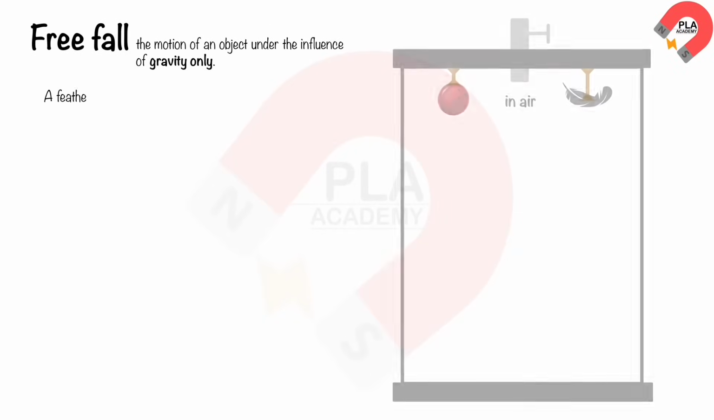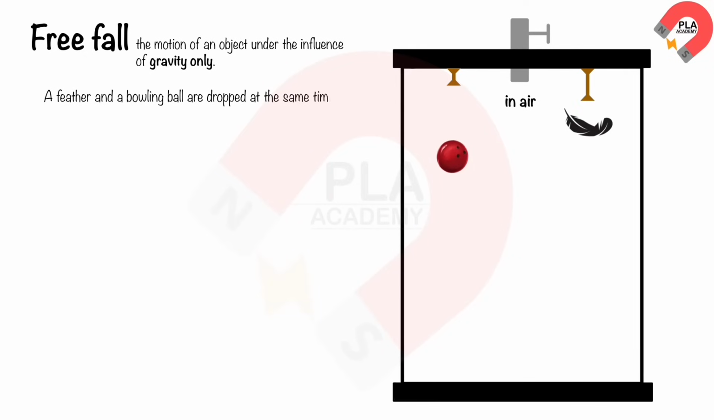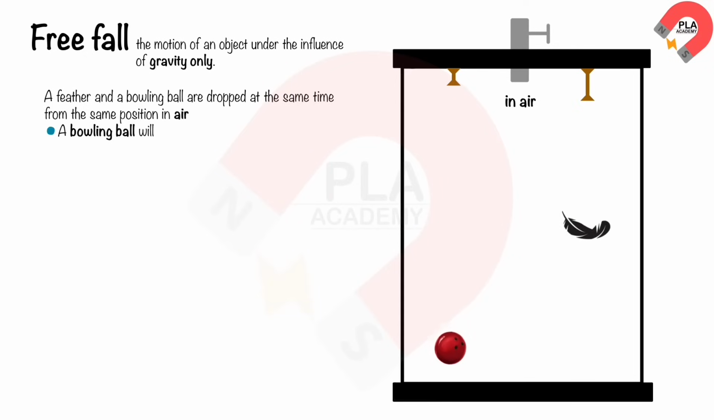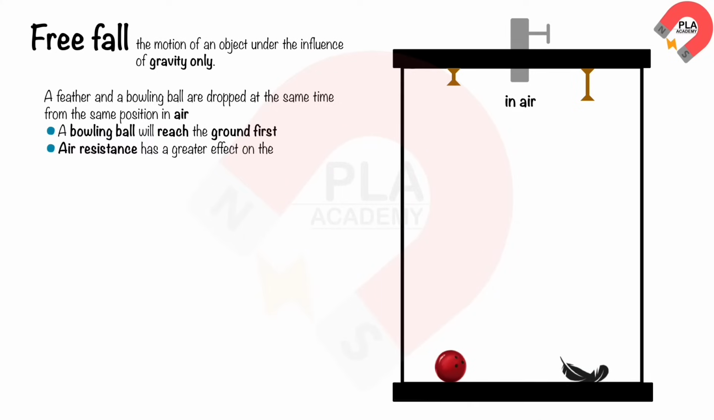Free fall is the motion of an object under the influence of gravity only. If a feather and a bowling ball are dropped at the same time from the same position in air, the bowling ball will reach the ground first. This happens because air resistance has a greater effect on the feather due to its larger surface area.